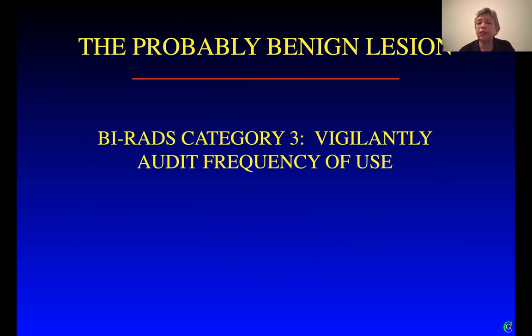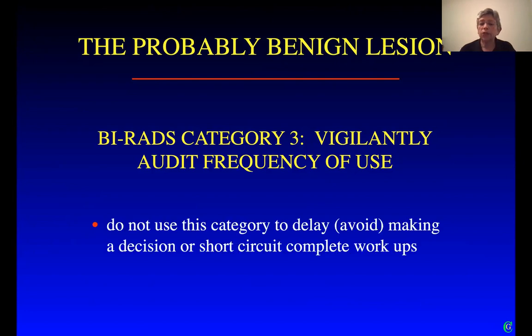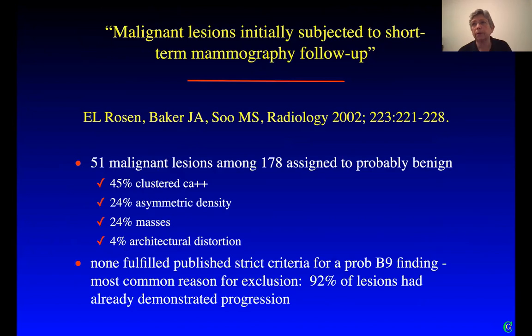Please, please vigilantly audit the frequency of use. Just like you audit your results for the BI-RADS 4 and 5 lesions, you should periodically be checking and asking, of the screening mammograms or the diagnostic mammograms, what percentage of screening, if you have any, you need to eliminate those. On the diagnostic mammogram, what percentage of the BI-RADS 3 am I assigning? Because that percentage should be low. And you should do the audit by individual radiologist as well as by practice. You don't want to use this category to delay or avoid making a decision today. And you don't want to use this category to do incomplete workups today. Fully evaluate the lesion and then assign it the category appropriately.